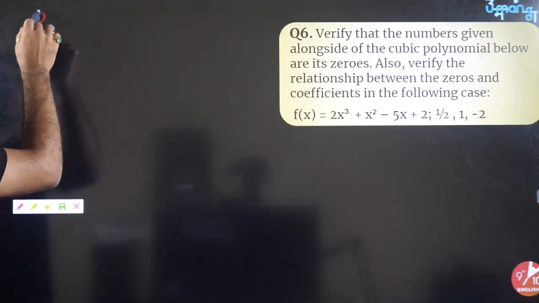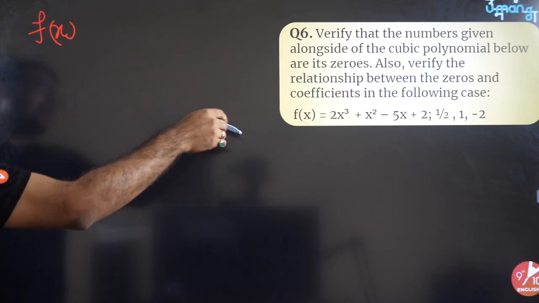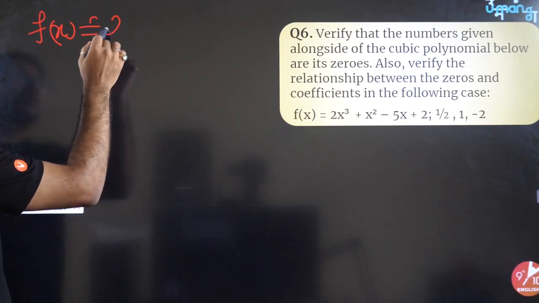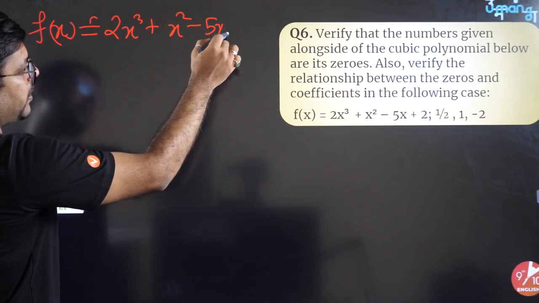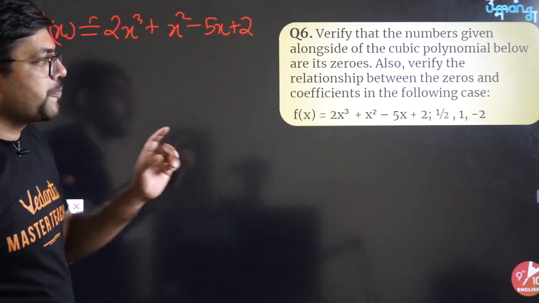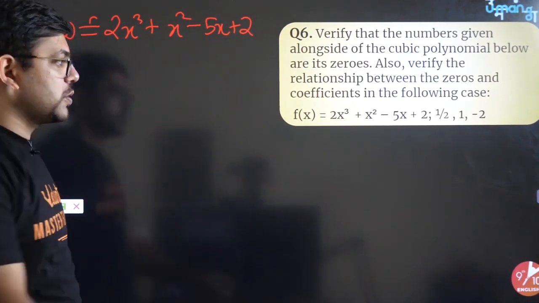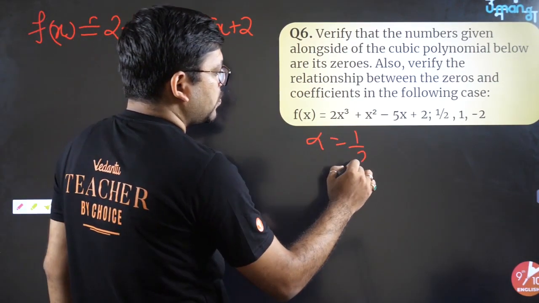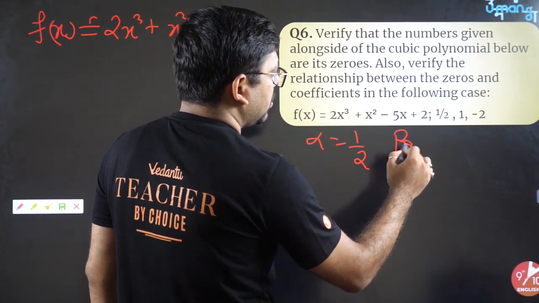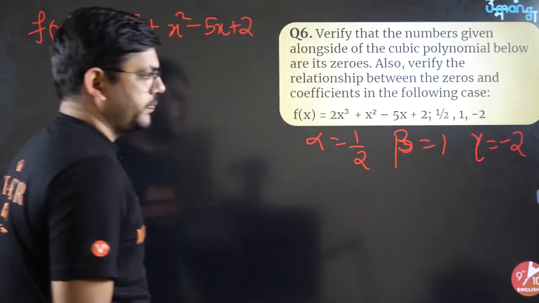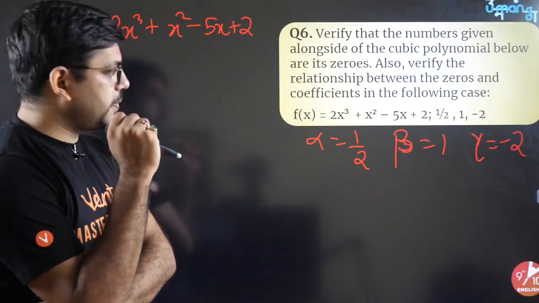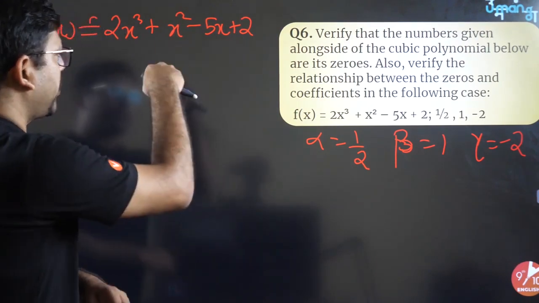So we have got f(x). f(x) is 2x cube plus x square minus 5x plus 2. And here we have got 3 zeros. So the 3 zeros are alpha equals 1 by 2, beta equals 1, and gamma equals minus 2. We have got 3 zeros. Okay. Let's put it here.